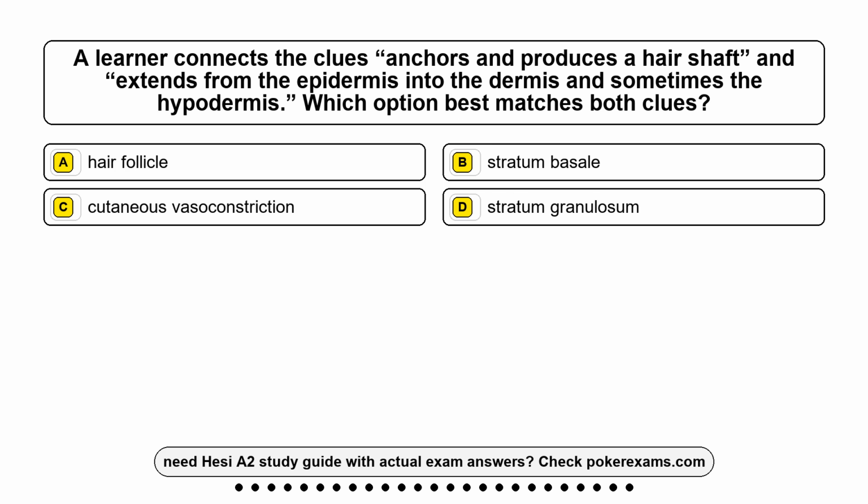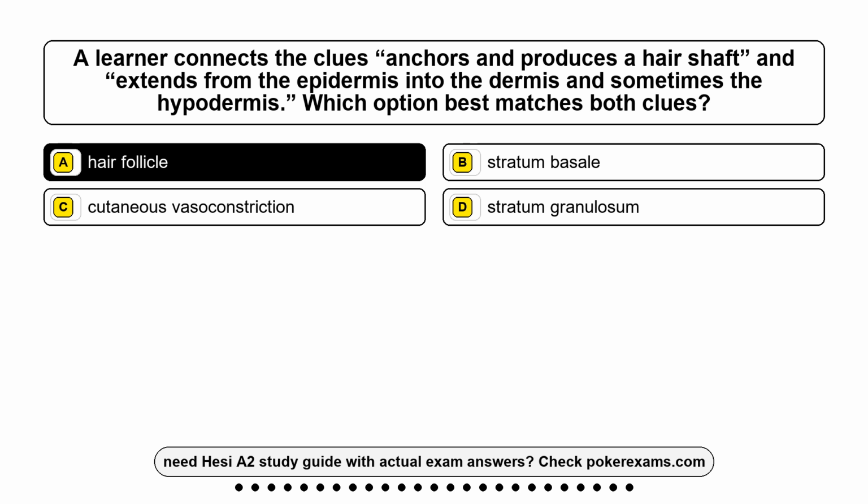Question 16. A learner connects the clues: anchors and produces a hair shaft, and extends from the epidermis into the dermis and sometimes the hypodermis. Which option best matches both clues? Option A, hair follicle. Option B, stratum basale. Option C, cutaneous vasoconstriction. Option D, stratum granulosum. The correct answer is option A, hair follicle.